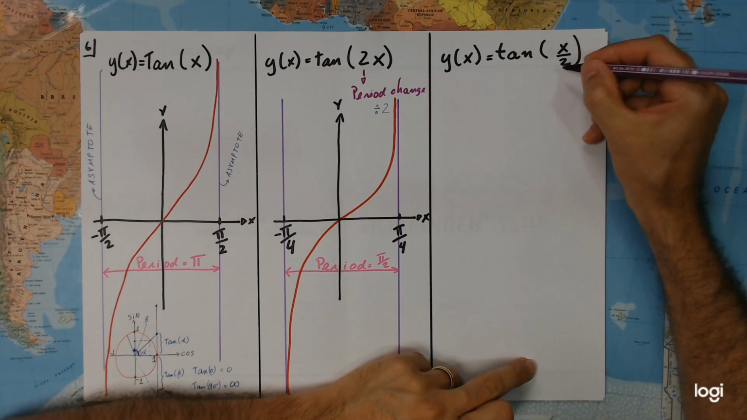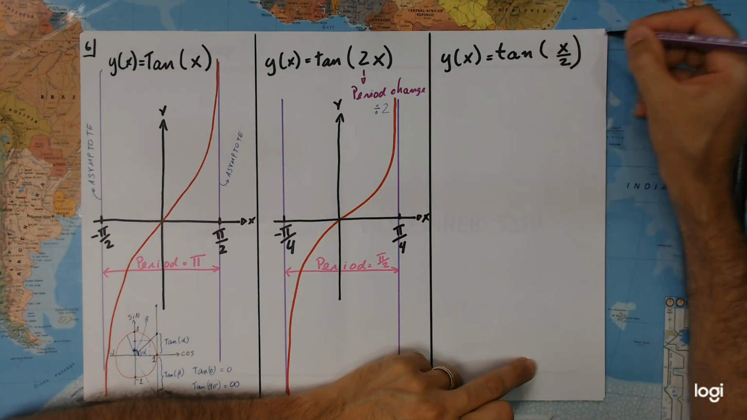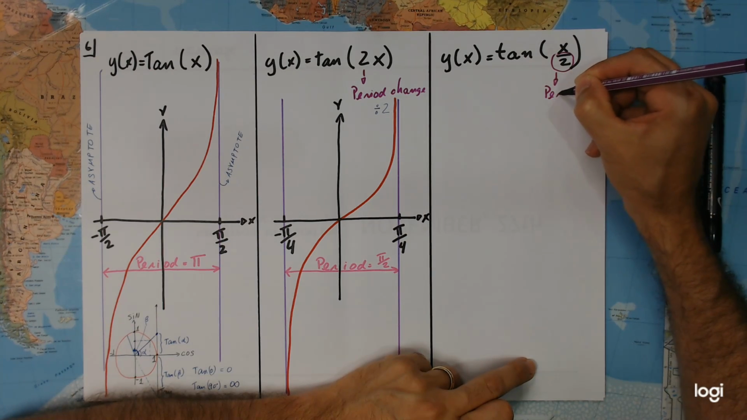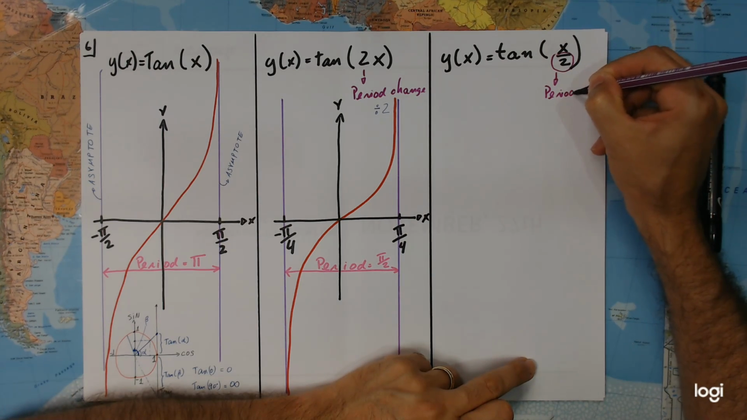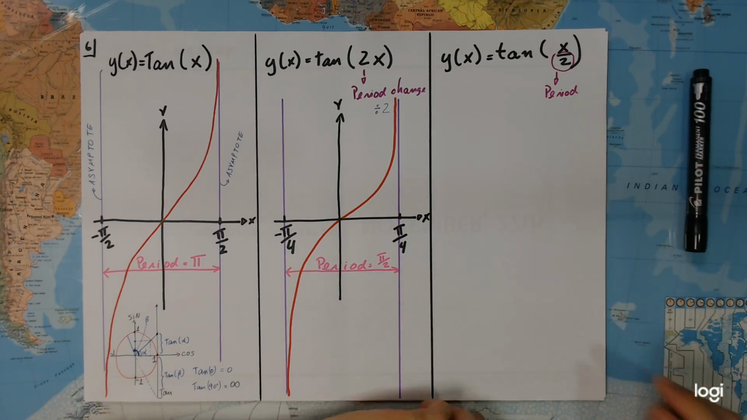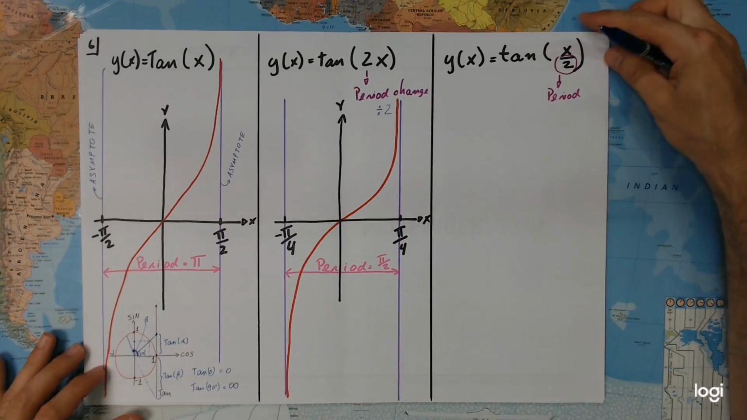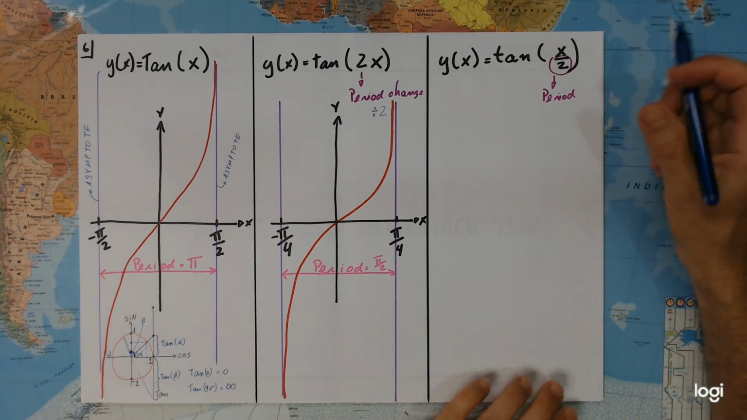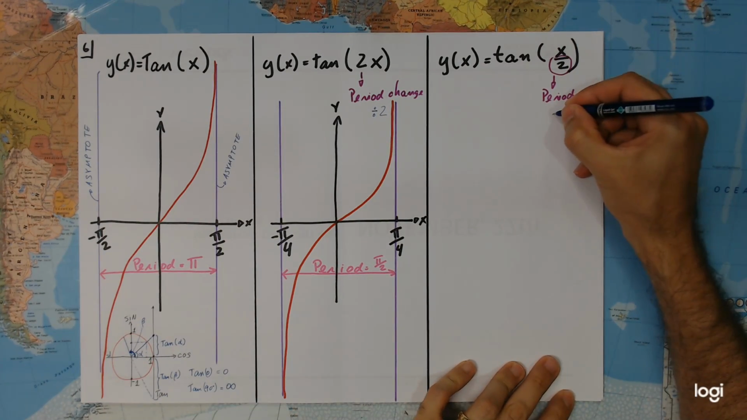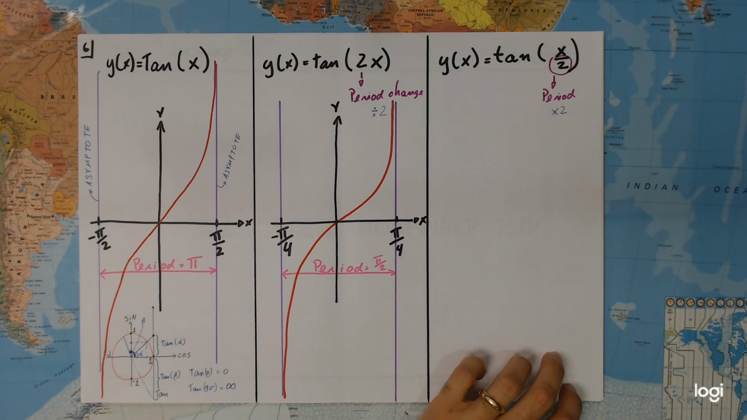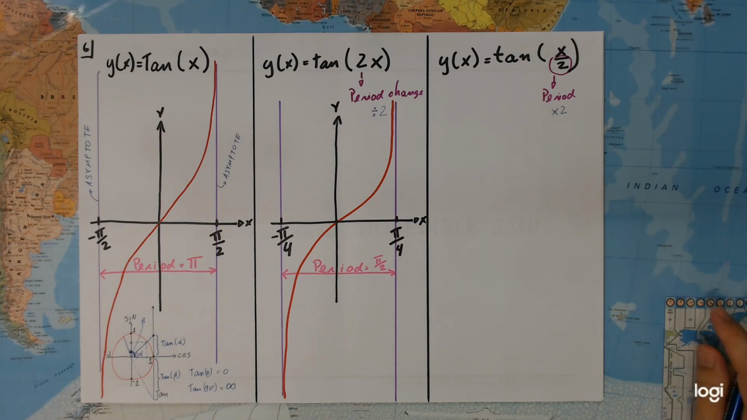We are just dividing the 2, okay? So this half, this is going to change the period to what? Well, if we have divided by 2, our period is going to be multiplied by 2. Okay, not very difficult.